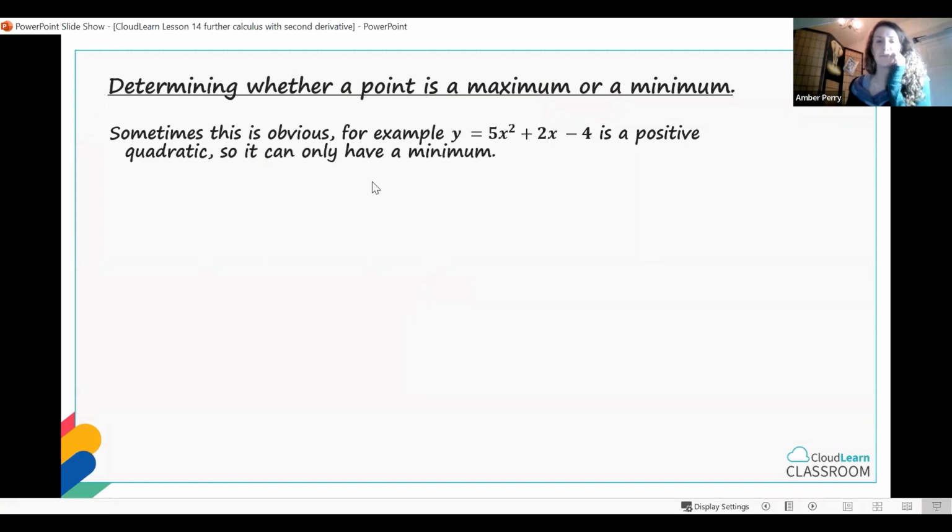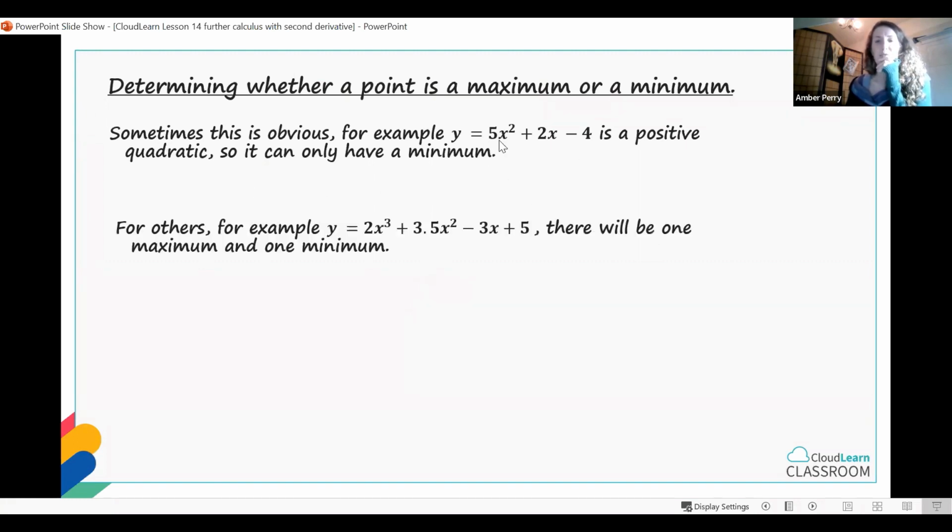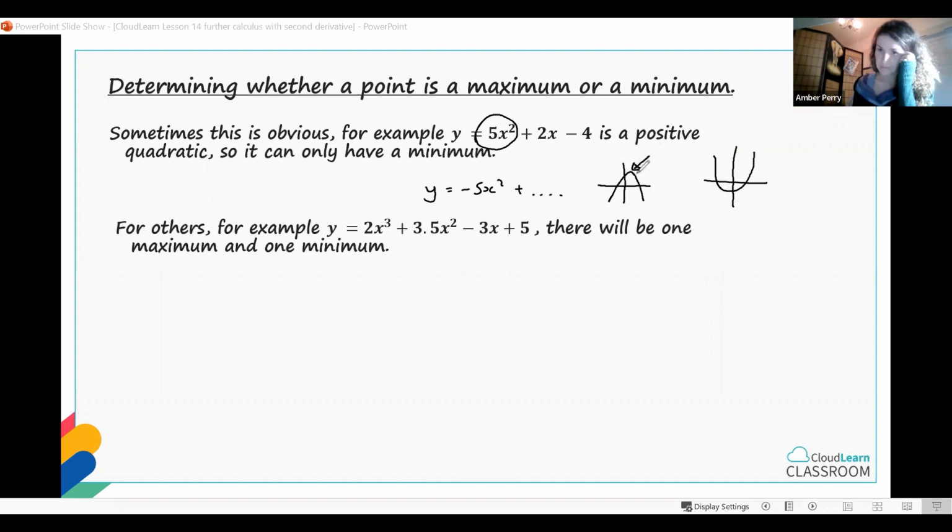Not sometimes, normally. Because for example, if you know the graph is a positive quadratic, and positive quadratics are where the number in front of the x squared is positive, then the graph has to be, I think I called it a smile graph last time, didn't I? Okay, if it looks like that, then it can only possibly be a minimum, okay? And then if it's a negative quadratic, so if it was, for example, y equals minus 5x squared plus and so on, then it could only possibly be a maximum point, because the graph has to go that way.